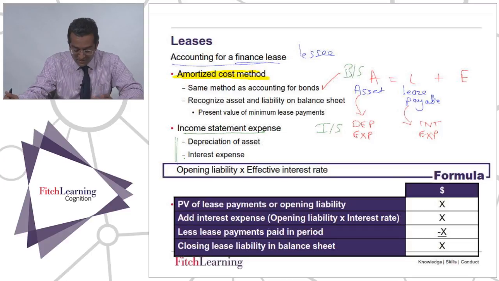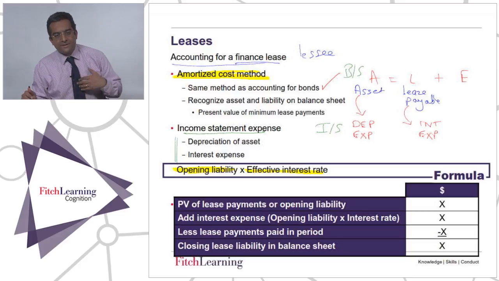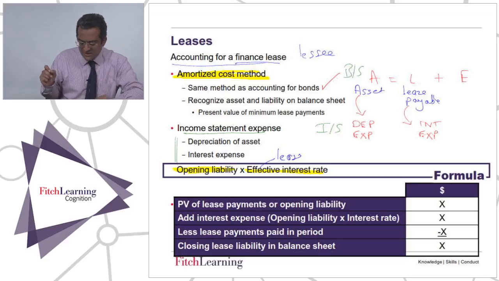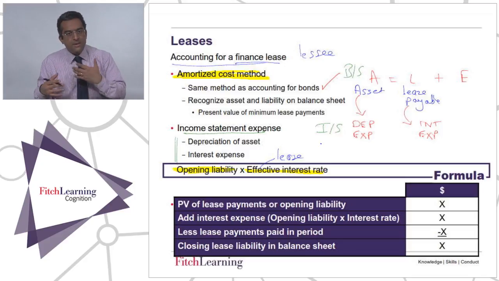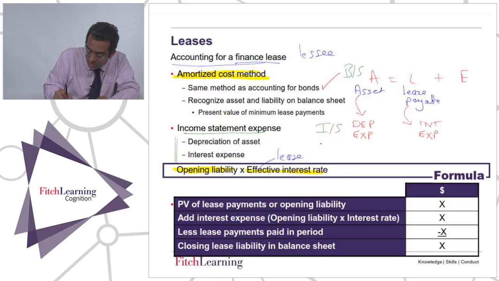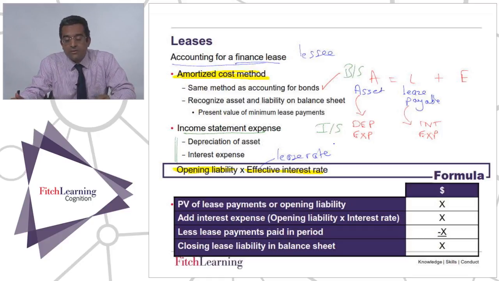Now, as you remember, guys, the calculation for any interest expense is done as the opening liability multiplied by the rate. Now, we don't say the yield to maturity because this is not a bond, but the effective interest rate is what the lease has. So the lease has an effective yield, if you like, inbuilt into its cash flows, and so this will be used. So the lease rate will be told to you if you need to work out any kind of interest expense.